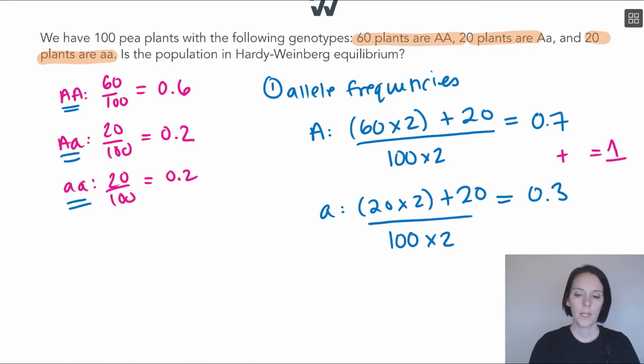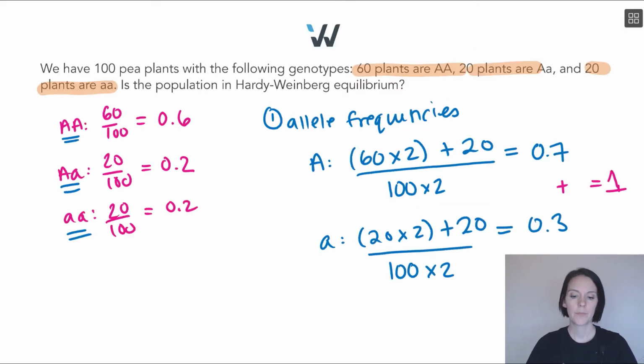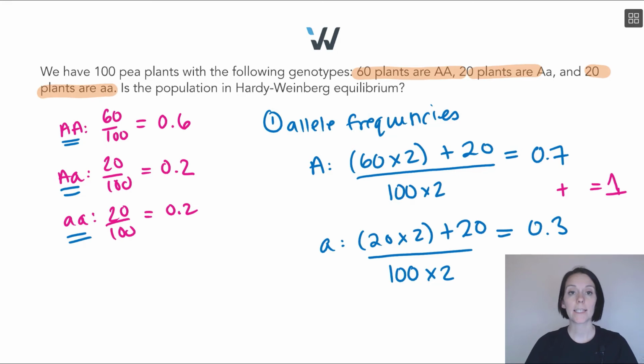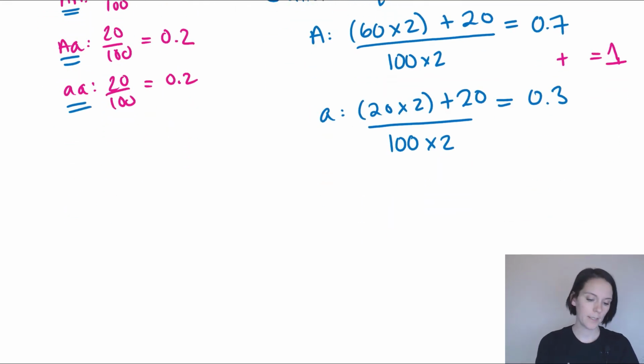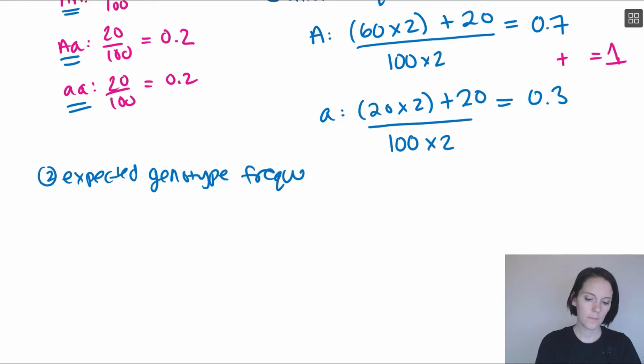Okay, so now that we've calculated our allele frequencies, the next step is to determine the genotype frequencies that would result when this population reproduces. So here we're calculating the expected genotype frequencies. Next we're going to calculate the expected genotype frequencies of the next generation.